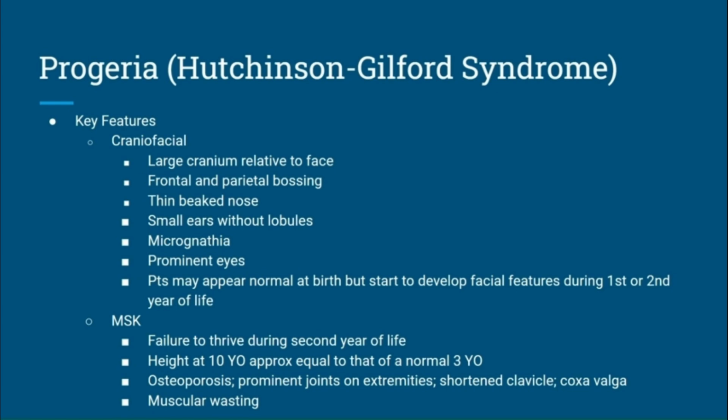second year of life. Ultimately, these kids will have a failure to thrive, and they're going to look overtly small for their age. Like, for example, their height at 10 years old might rival that of a 3-year-old. They'll have osteoporosis, prominent joints on extremities, as well as muscular wasting.